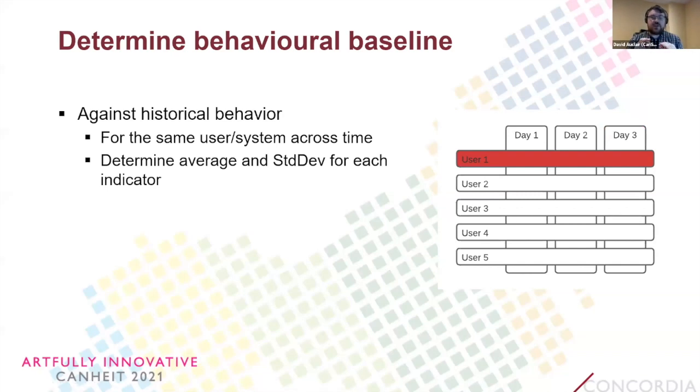And the second approach is against historical behavior. For the same user or system, we'll determine their indicator scores across several sample periods. Each sample period could be 1 day. You would want to have many days represented as the behavioral baseline, and the more of a statistical base you can get for this, the better. Then with this data set in hand, we will determine their individual average and standard deviation for each indicator.